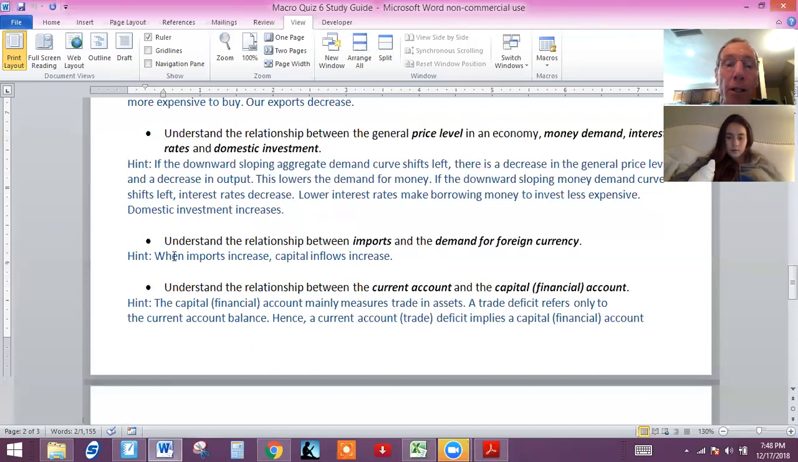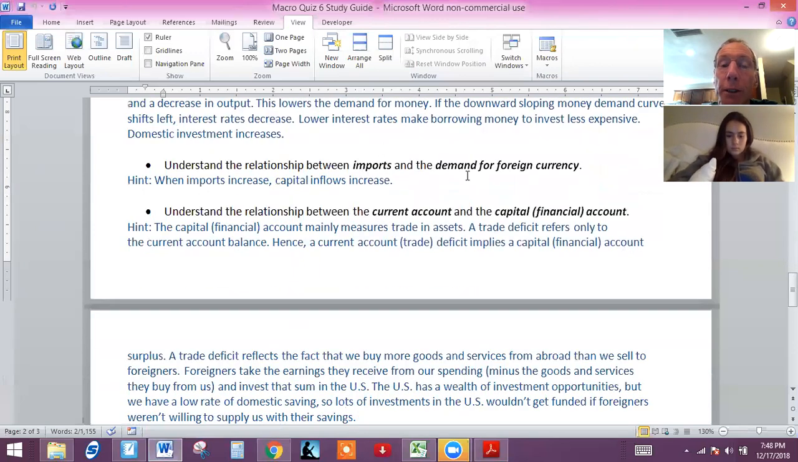So that means that the demand for a foreign currency goes up. So when we import more, we're going to demand more foreign currency. So these move in the same direction.